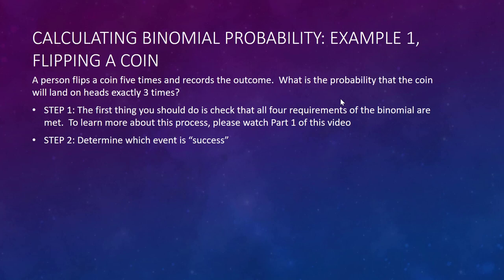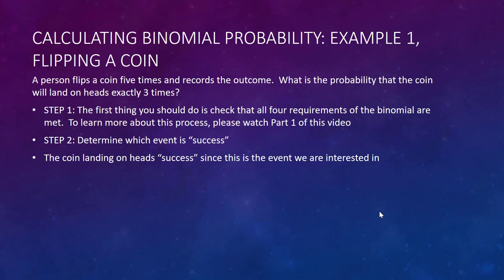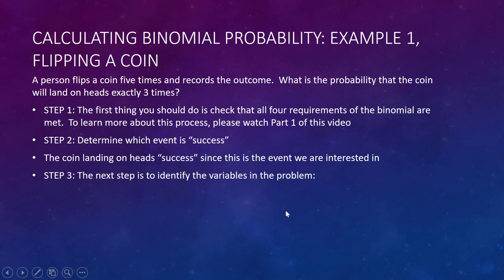Step 2 is to determine which event we're calling a success. Remember, success doesn't necessarily have to have a positive connotation in probability applications. So in this example, the coin landing on heads will be called a success since this is the event that we are interested in finding the probability of.